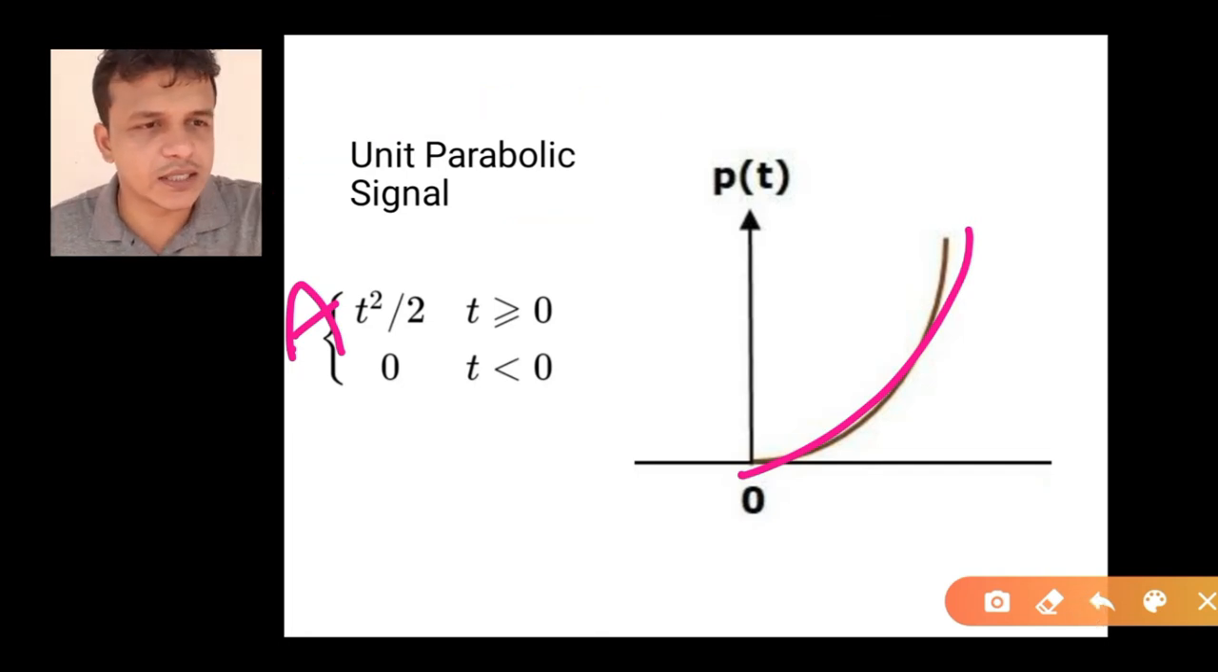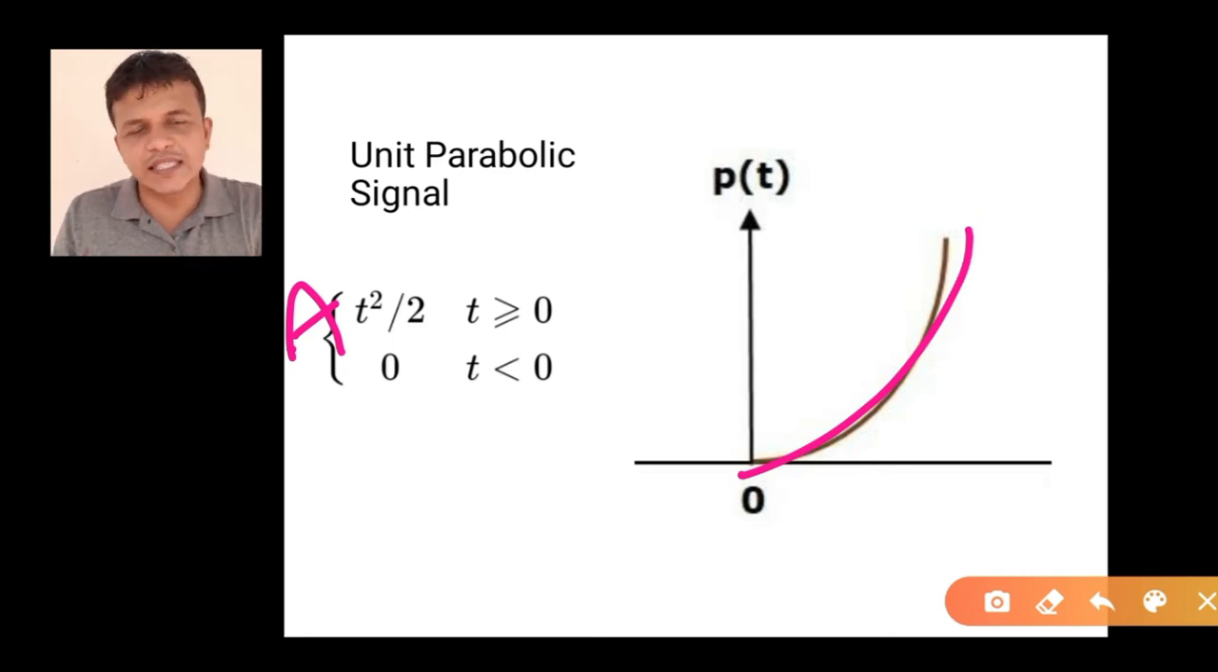So this is the difference between unit parabolic signal and a simple parabolic signal, and this applies to all other signals also. We can say unit step signal or step signal depending upon the amplitude. If the amplitude is 1 for t greater than or equal to 0, we call it a unit step signal.